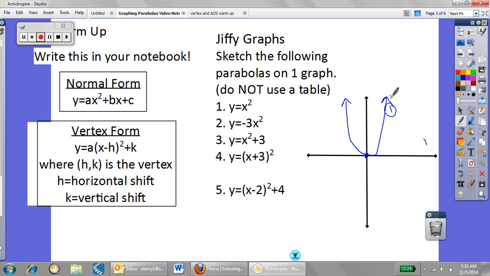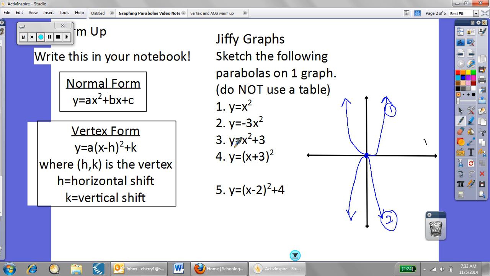Number 2, y equals negative 3x squared. The negative makes the parabola flip upside down. The 3 makes the parabola really skinny. The bigger the number here, the skinnier the graph. So this is going down and it's really skinny. And this is number 2.